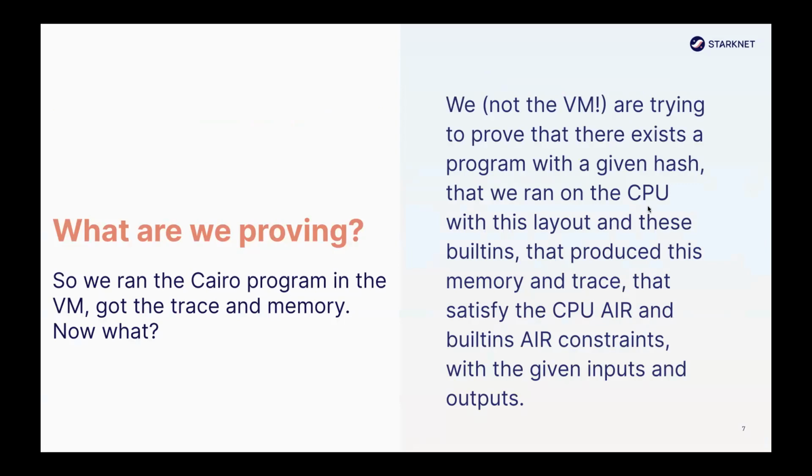And what happens next? We're trying to prove that there exists such a Cairo program with a given hash that we ran on this particular CPU with this layout. Layout is a combination of built-ins and memory that produced this particular memory and this particular trace that satisfy this CPU AIR and the built-ins AIR constraints with the given inputs and outputs. This is the actual statement that the prover is trying to prove and then pass on to the verifier. We're not going to get into the prover part here.